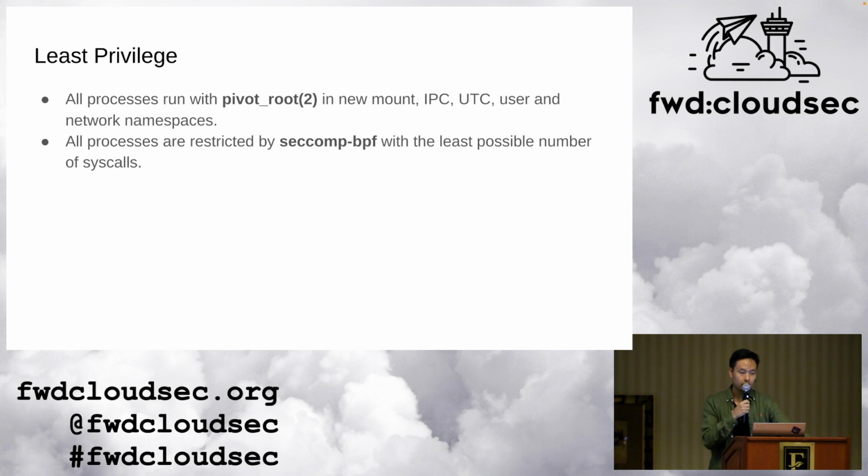And the third security principle is the principle of least privilege. To achieve that, all processes run with a pivoted root in a new mount namespace. And of course, like normal containers, they also run in new IPC, UTS, user and network namespaces. As mentioned before, all processes are restricted by seccomp-BPF with the least possible number of syscalls. For instance, only the Gofer process that handles file operations can do file syscalls such as open, whereas the Sentry process does not have access to these syscalls.